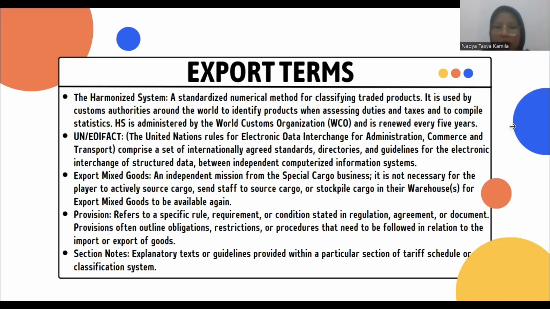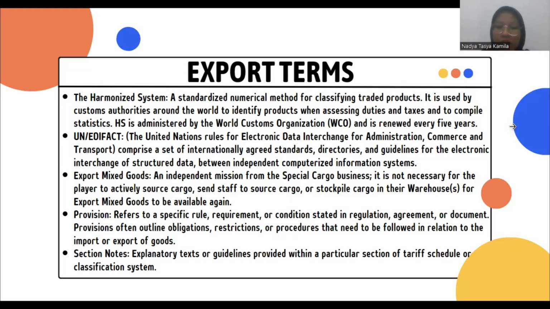Export mixed goods, an independent mission from the special cargo business. It is not necessary for the player to actively source cargo, send staff to source cargo, or stockpile cargo in their warehouses for export mixed goods to be available again.